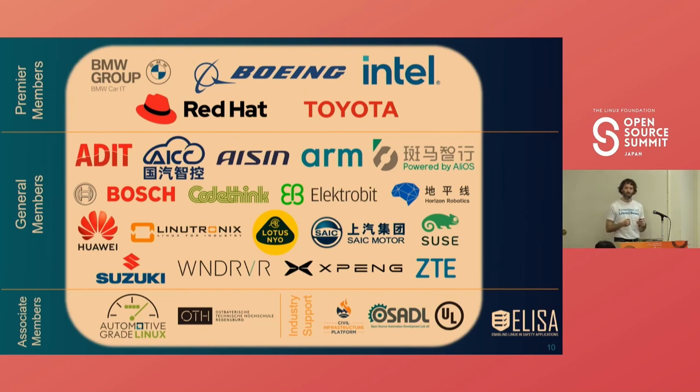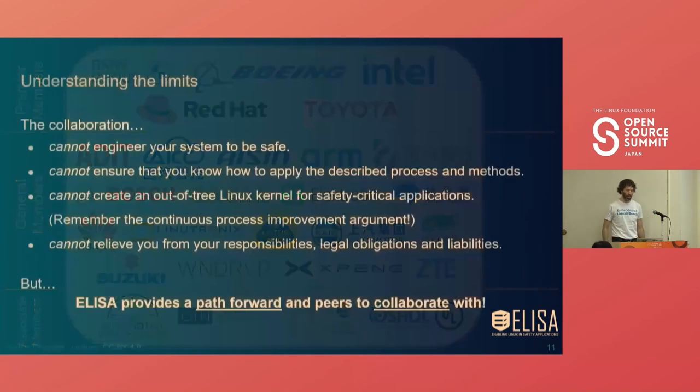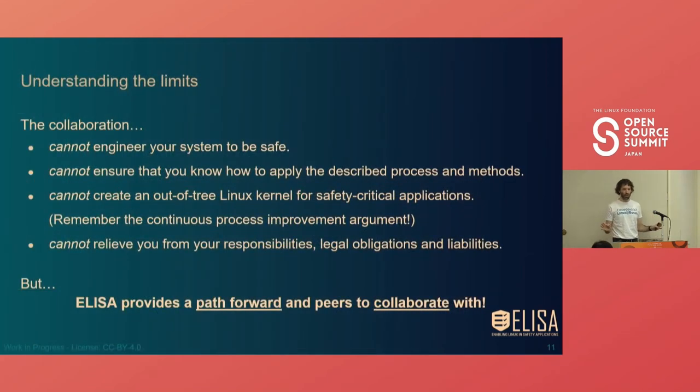But it's also important to understand that even if we work on a path forward, we cannot solve all the problems for those who are building the product. So what we cannot guarantee is, when you use whatever we are doing, that your system is safe. This is still the responsibility of the person who creates the final system, and we are not doing it. We are enabling Linux, but we are not creating a safe Linux, which you just download and you just have it safe. It's also not easily possible. And then if you take the things we're doing, we can also not make sure that you use the described processes and methodology, because this is also still in your responsibility.